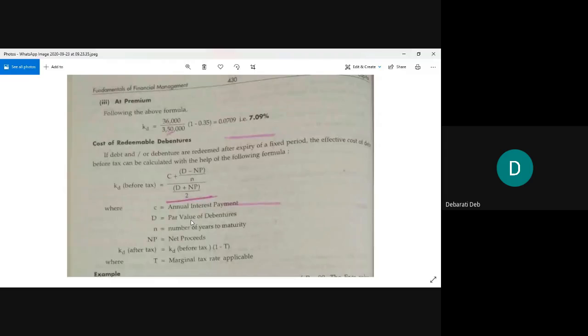Then capital D is what? This is the par value, that means the exact value, not after discount or premium. D is equal to the par value of debentures. Then small n is equal to the number of years to maturity. Then NP, capital NP, which you can see both in the numerator as well as in the denominator, is nothing but net proceeds. Yesterday also we calculated net proceeds. So here also the net proceeds term is used.